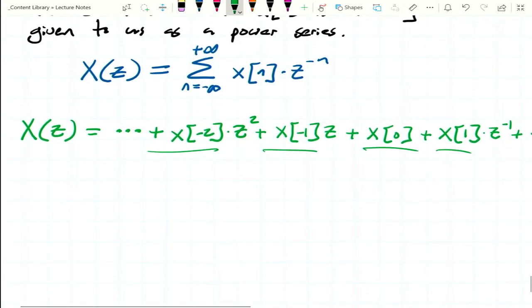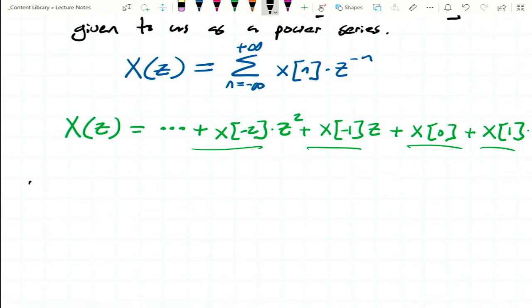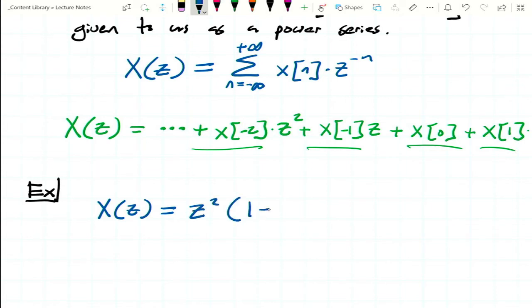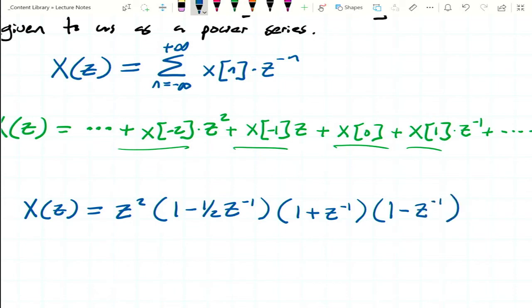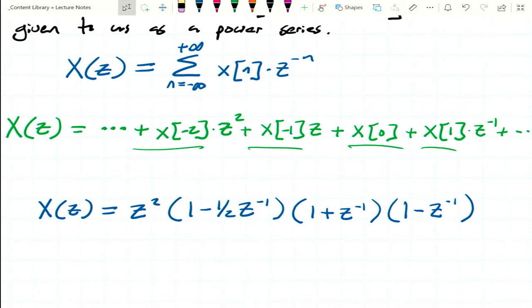So for example, let's say that x of z is equal to z squared times 1 minus 1/2 z to the negative 1, times 1 plus z to the negative 1 times 1 minus z to the negative 1. The thing you should notice here is that this is a z transform that has no poles. It only has zeros.